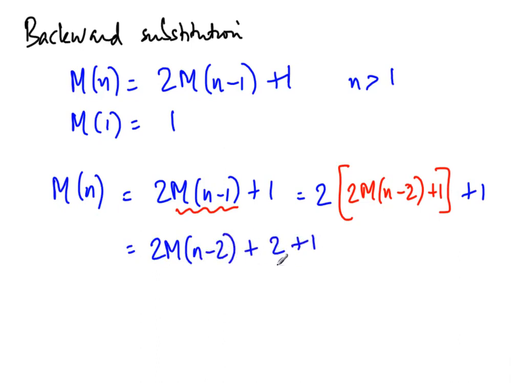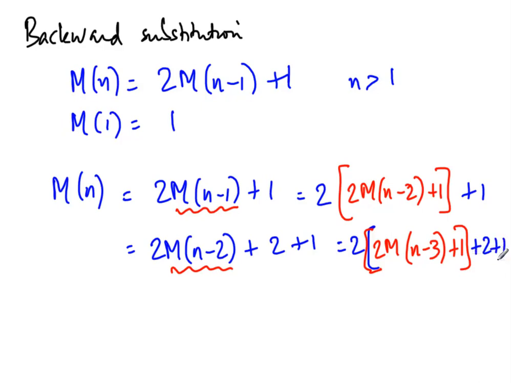At this point it's not easy to see the pattern, so let's do it one more time. Again I expand this, so I get 2 times, and now what's inside this red bracket is 2 times m of n minus 3 plus 1, and outside I'll just keep it as 2 plus 1 just to illustrate. I won't simplify it yet. Plus 2 plus 1. This plus 2 plus 1 just goes from here to there. I have not made it 3 for a good reason. Now if I expand this out, I think I made a mistake. So this is 2 squared, right?